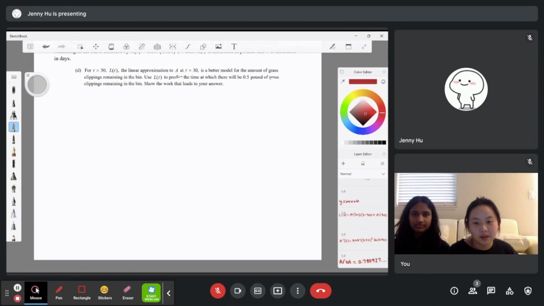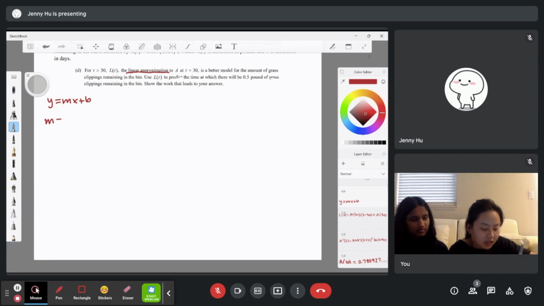Similarly to Part C, Part D has some difficult wording, but the question itself is really not that challenging. When the question mentions linear approximation, it's basically just asking for the tangent line when t is equal to 30. So we take the formula y is equal to mx plus b, and we plug known values into it to find the linear approximation. First, let's start with slope, which is m, and that's just equal to the derivative of a of 30, so a prime of 30.